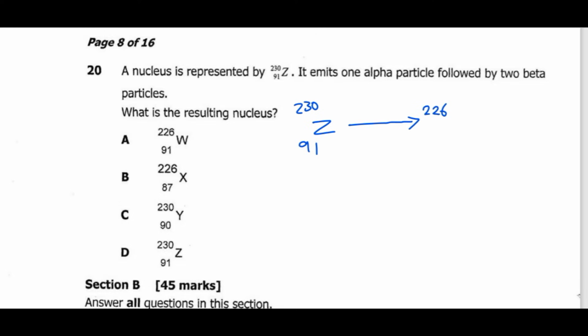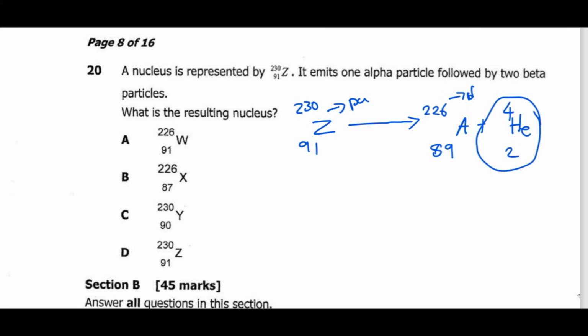91 minus 2 will give us 89. Then we can just say A plus this. So remember, this is just an indication that it emits an alpha particle. So this is our parent atom, then this is our daughter atom.